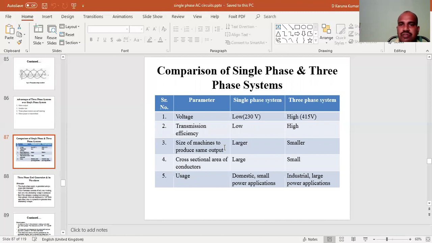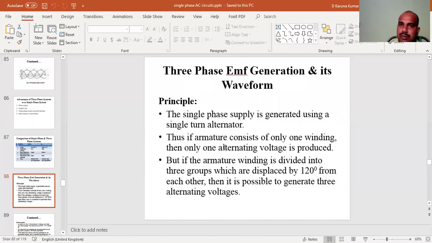The single-phase system is used only for domestic applications, house applications, with small power requirements. But the three-phase system is used for industrial applications, large power applications, and commercial complex applications.